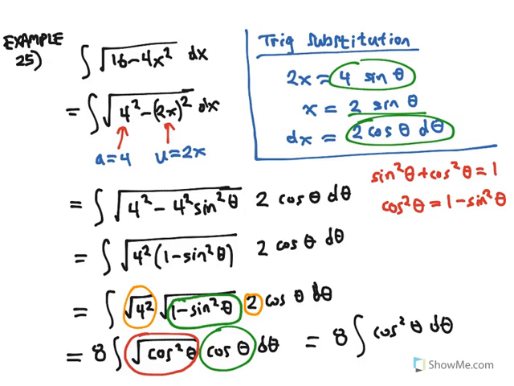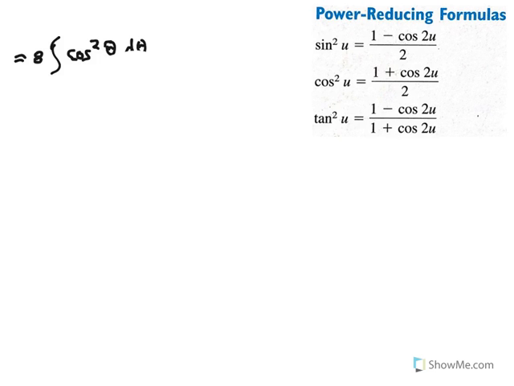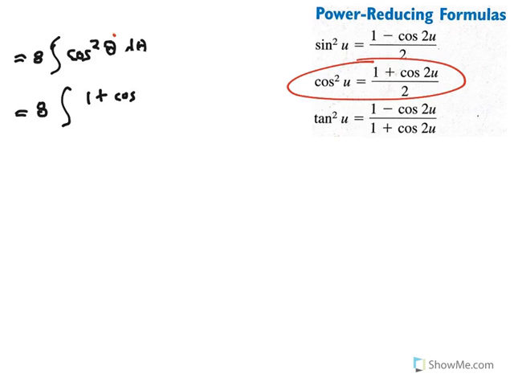We must now use a power-reducing formula. Using the power-reducing formula that we see here, the integrand will now become 1 plus cosine of twice this angle, whatever it may be, in our case theta, so twice theta would be 2 theta, over 2, d theta. And of course, dividing by 2 is the same as multiplying by 1/2, which is a constant, so you can factor out the 1/2 from the integrand. 8 times 1/2 is 4.